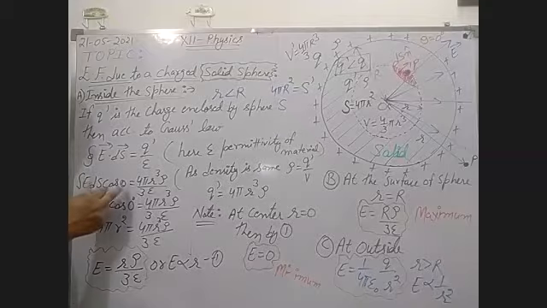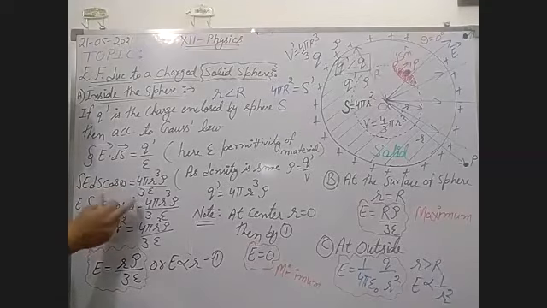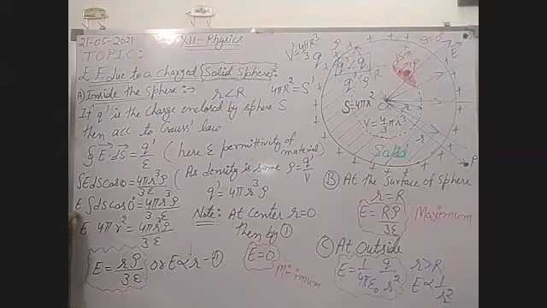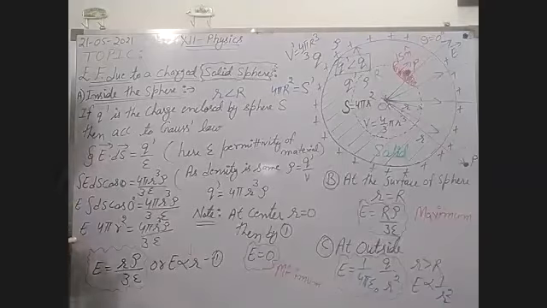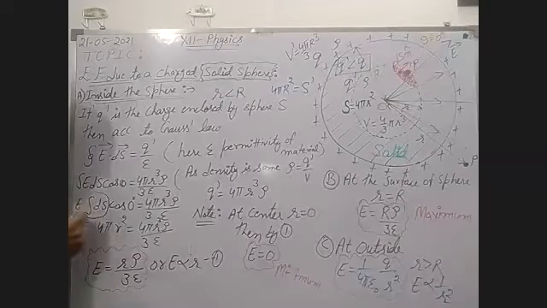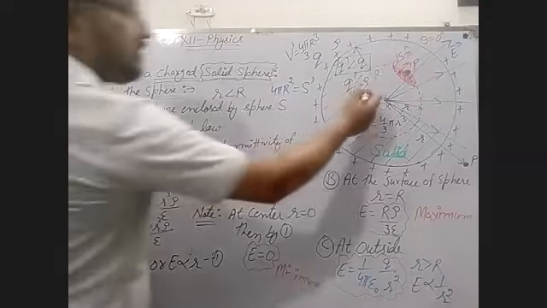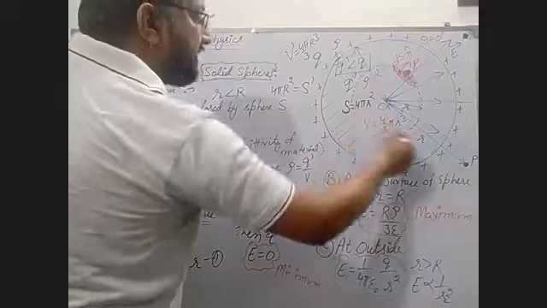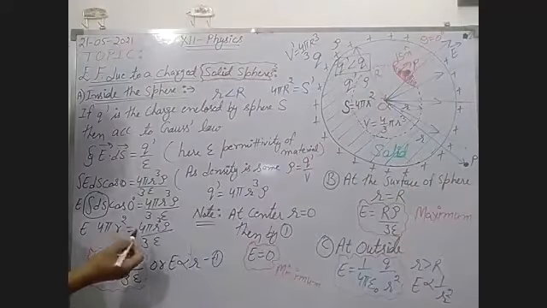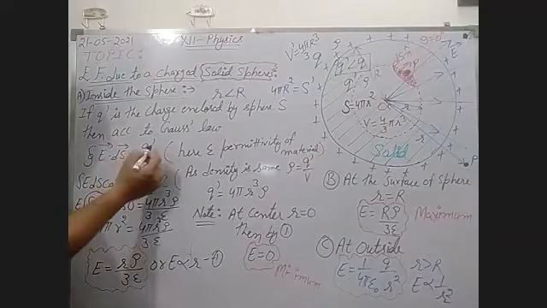Now what is the value of theta? 0 degree. Put this in: E integration dS cos theta. Now what is the integration of dS? It is 4 pi r square, the surface area of this sphere. Now this is equal to what? What is the value of Q dash?